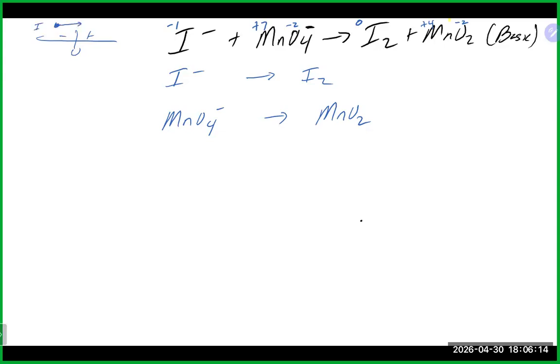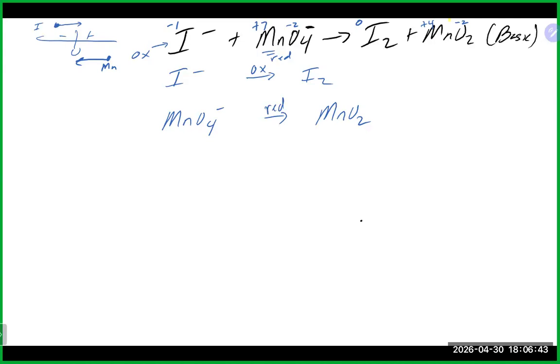And that means it's becoming more positive. So this is going through oxidation. This is going through reduction, as it is going from +7 to +4, moving in the negative direction in this case. That would mean that the iodide here is our reducing agent, and the permanganate is our oxidizing agent in this case here. Any questions on that there?